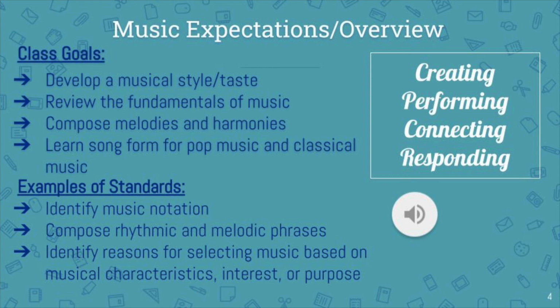In 7th grade music, we have the goal to develop a musical style and taste by listening to a variety of music genres. We'll review the fundamentals of music that we learned in 6th grade, including rhythms and pitches. We'll compose melodies and harmonies, adding on that second layer of harmonies. And we'll learn song form for both pop music and classical music with examples from our students.